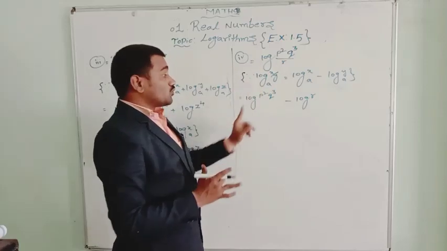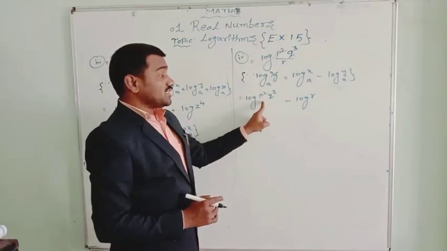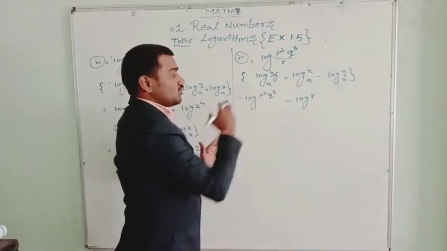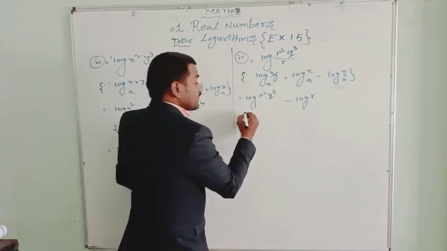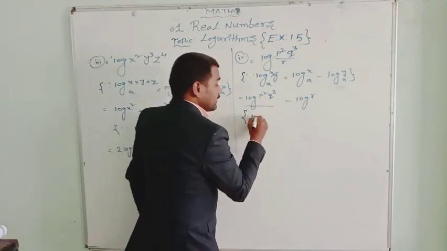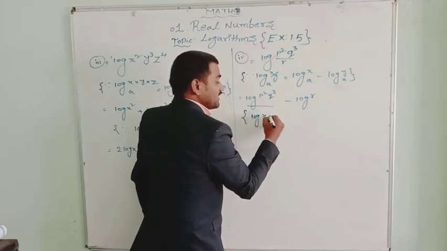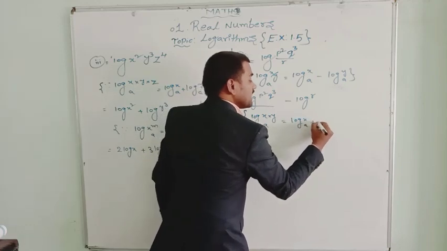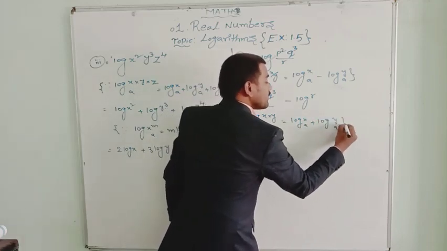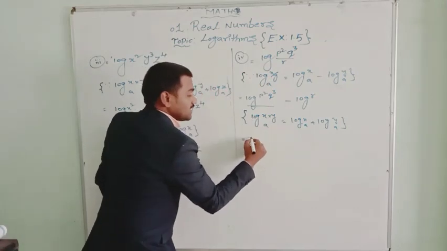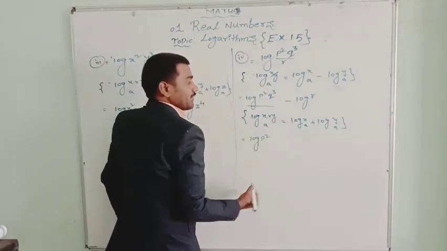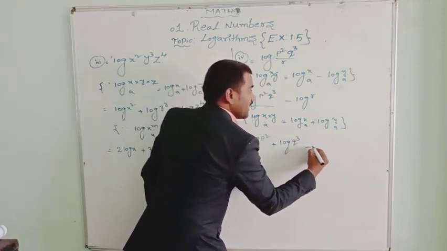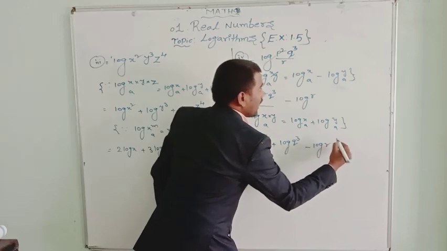So now when we come to this part, here log p square into q cube, it is in the form of log x into y, p square into q to the power of 3. So here we can apply again the formula, log x into y equal to log x base A plus log y base A. So it will give us log p square plus log q to the power of 3 minus log r.